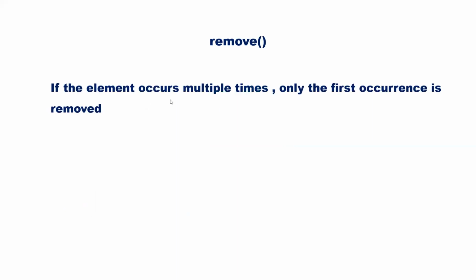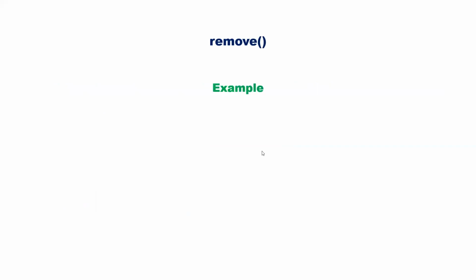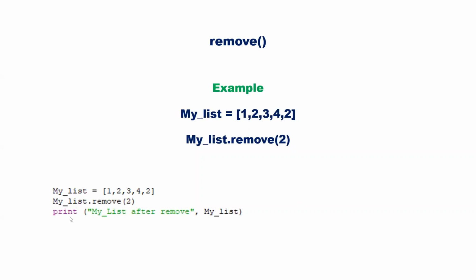Now, if the element occurs multiple times, only the first occurrence is removed. For example, in our list, there are 2 occurrences of the value 2. Hence, when we write my_list.remove(2), it will remove only the first occurrence of 2. This 2 will be removed and this 2 will remain in the list. When we print my list after removing 2, we will get 1, 3, 4 and 2. You can see here, only the first 2 has been removed.